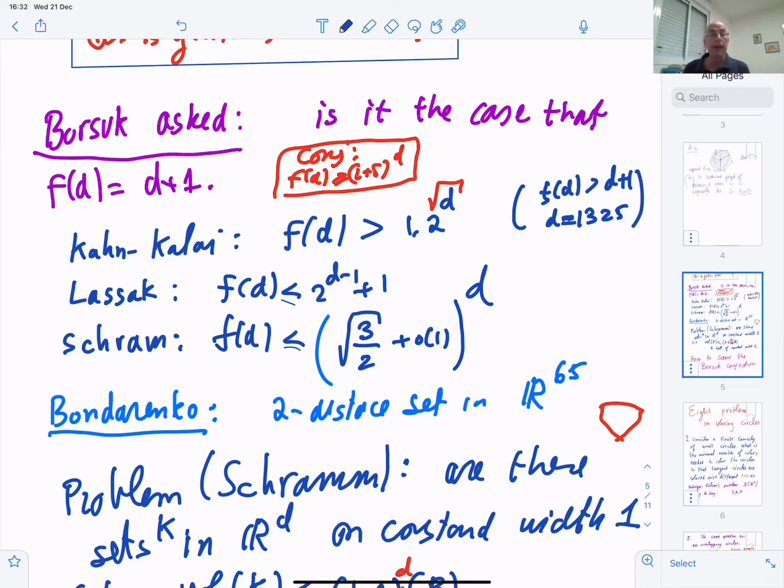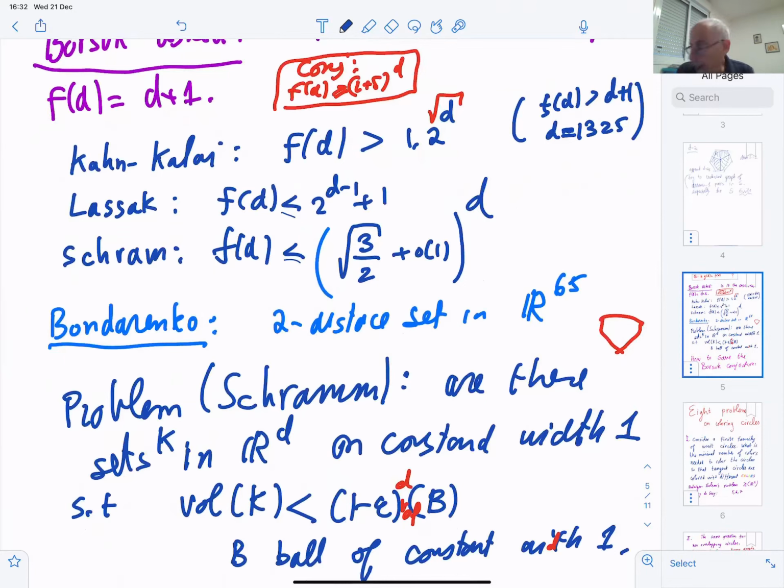And then Oded Schramm in the 80s proved that every set of diameter 1 in R^d can be covered by square root of 3 divided by square root of 2, plus little o of 1, to the power d, of sets. So this was the result of Oded Schramm.